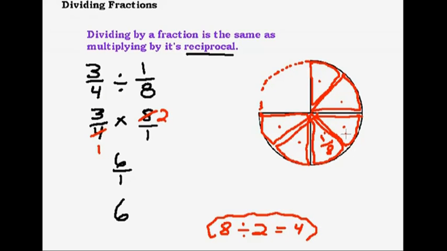So that's what's happening. It's always good to get a picture in your mind of what's going on. What does this problem mean? And is 6 a reasonable answer? In this case, it is. We can see that by the picture. All right, let's try another one.